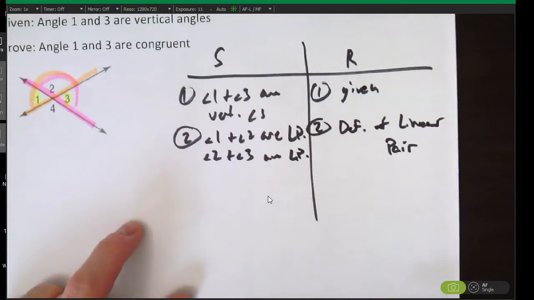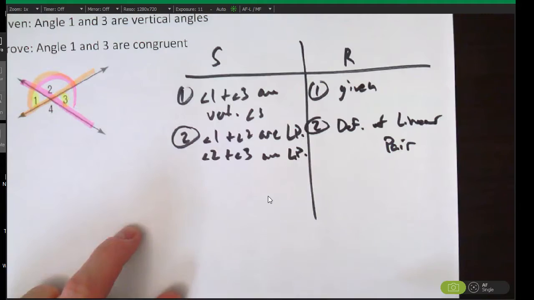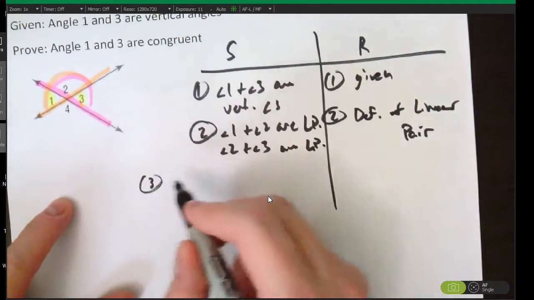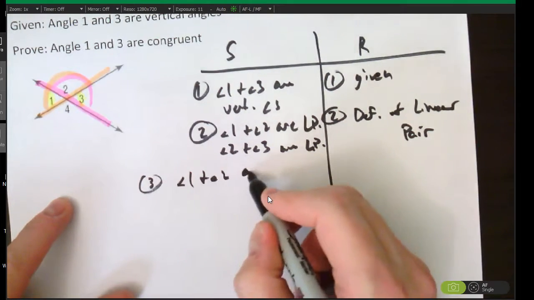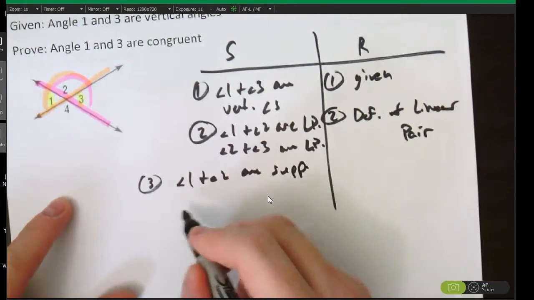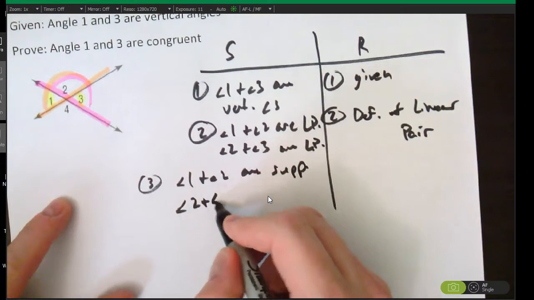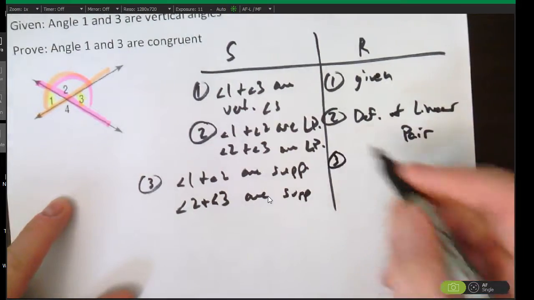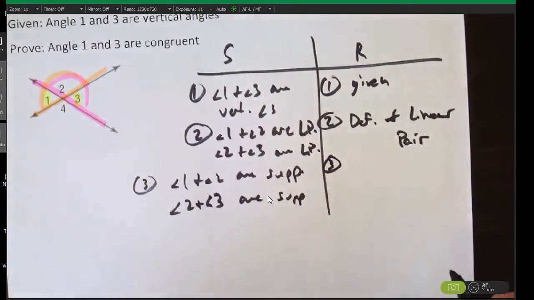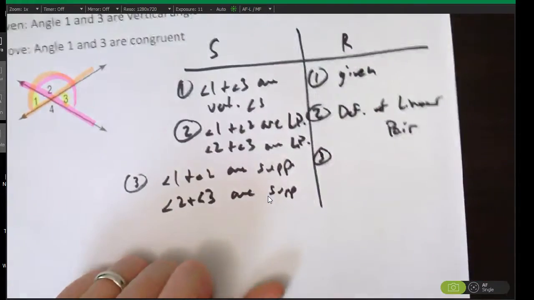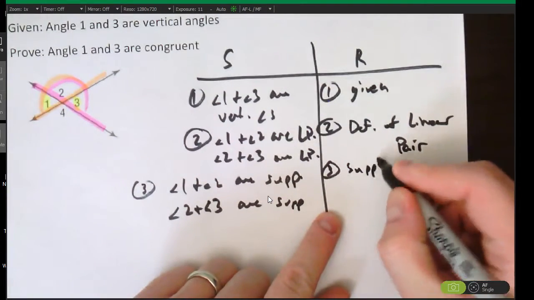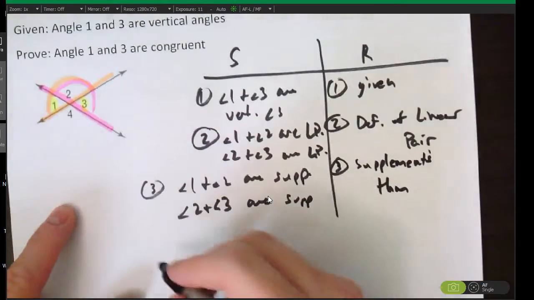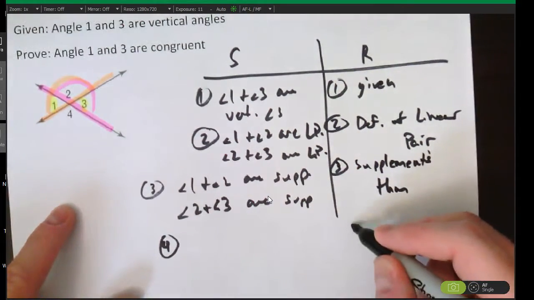Now you might say, Mr. Moyer, why do we care that they're a linear pair? Well, I say to you, what do we know about linear pairs? We know that angle 1 and angle 2 are supplements, and that angle 2 and angle 3 are supplements. Why do I know that? Well, the supplements theorem in our textbook says if you're a linear pair, you're supplementary. So that's the supplements theorem. And now step 4, I'm done.